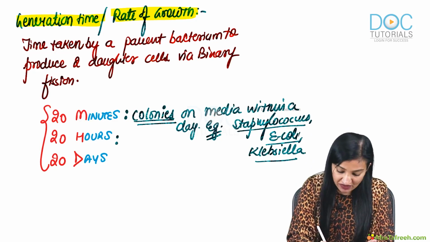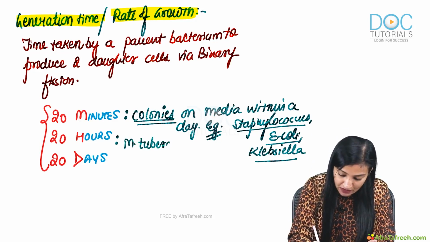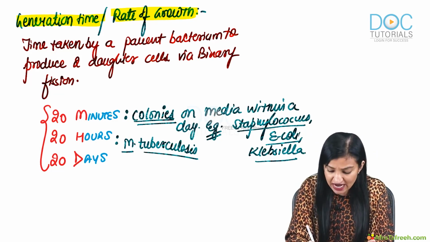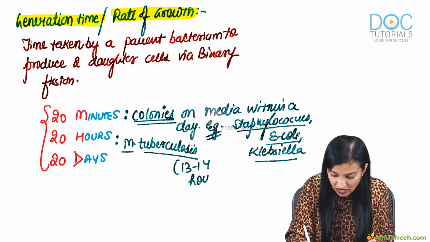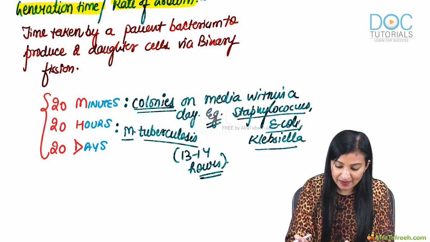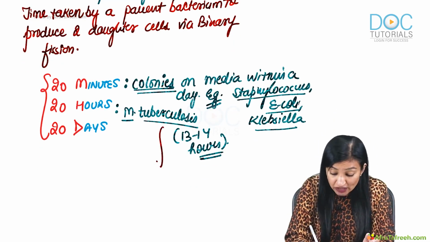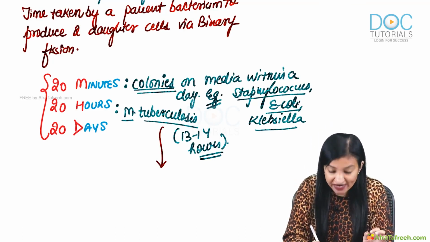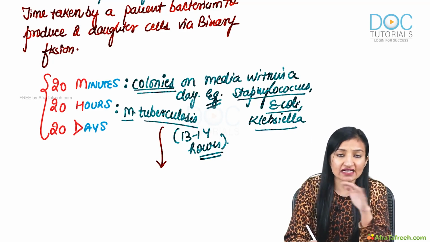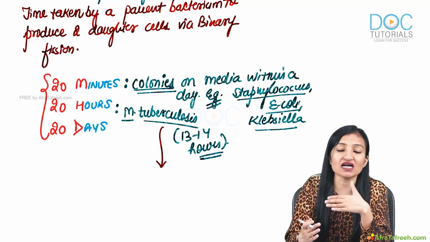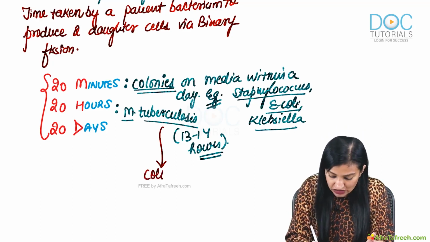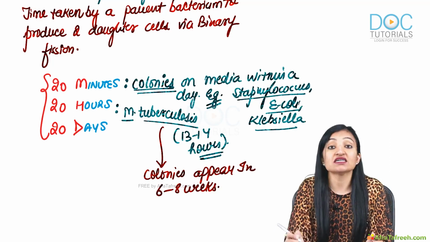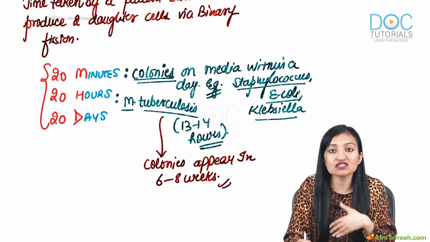And we have a very famous bacterium, Mycobacterium tuberculosis, which we need to remember in this context. Its generation time is not exactly 20 hours. It is somewhere between actually 13 to 14 hours. That is why, if we are suspecting MTB in the clinical sample of a patient, we should incubate the media for a period of 6 to 8 weeks. We should wait for 6 to 8 weeks of incubation, because that is the time range within which the colonies are expected to appear on the culture media. So, the colonies appear in 6 to 8 weeks time. Alright, so they are a little slow growing bacteria.